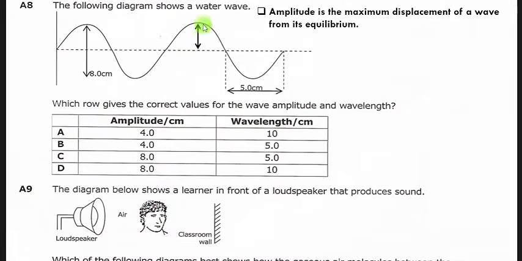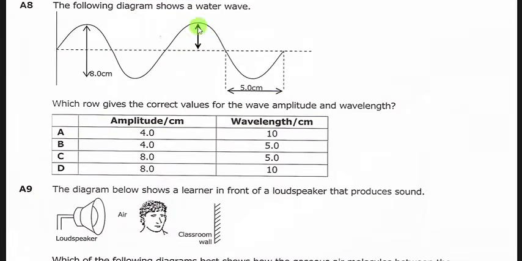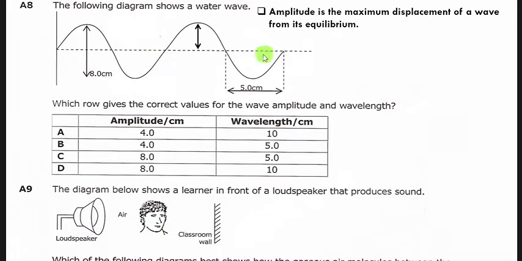From here to there, this is actually the amplitude. So this is the amplitude from the equilibrium to the top of the crest, or from the equilibrium to the trough of the wave. So this one is the amplitude from here to here.